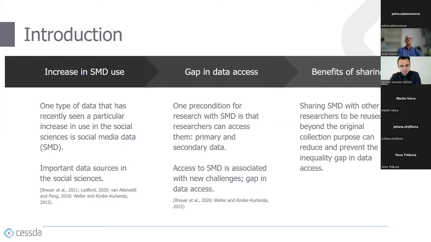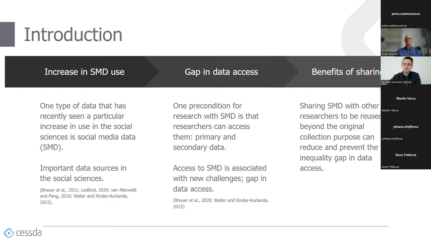But one precondition for researchers to work with social media data is that they can access them. However, access to social media data is associated with new challenges, such as technical expertise, legal regulations, ethical uncertainties, etc. And therefore, one potential consequence is a gap between researchers who have data and researchers who do not have access to social media data.